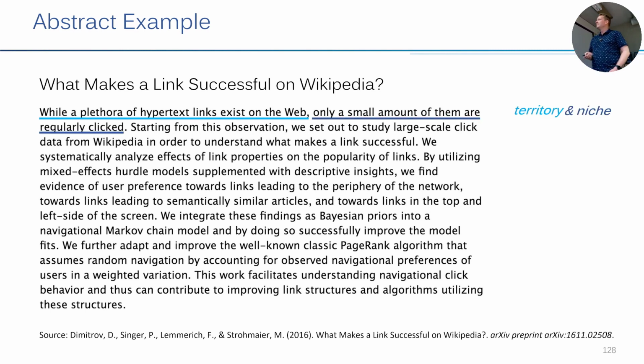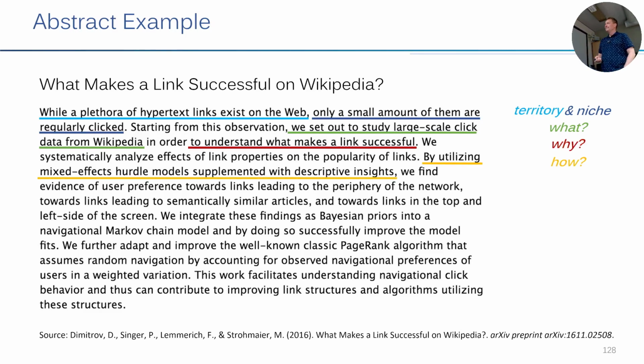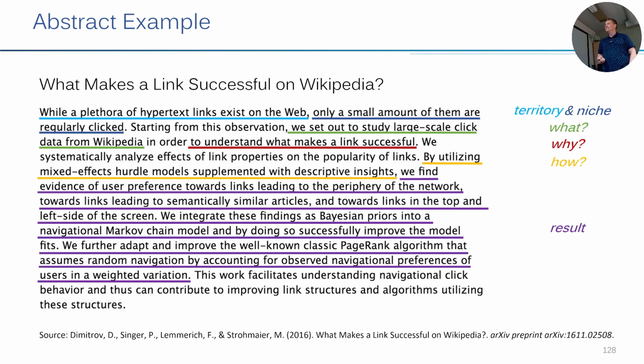So territory, niche. What did we do? Why did we do it? How did we do it? And then see what the largest part is about. Hey, what came out of it? So this whole territory, niche, what and why part can be rather short. That's what I meant earlier: if you have a well-defined problem, you're very clear about what you want to find out, it can be very short, very concise. That's a quality signal.